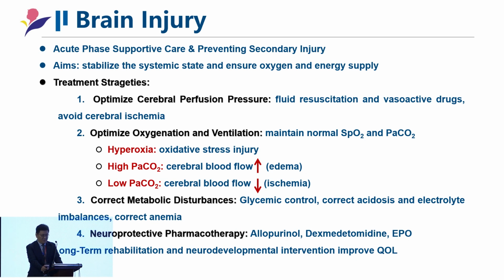Acute supportive care aims to achieve systemic stability and secure the cerebral oxygen and energy delivery by optimizing perfusion, ventilation, and metabolic homeostasis. Key strategies involve maintaining cerebral perfusion using fluid and vasoactive agents, avoiding abnormal oxygenation and carbon dioxide levels, correcting metabolic disturbance, and using neuroprotective medications. It's worth noting that long-term rehabilitation and neurodevelopmental interventions are crucial for improved quality of life.